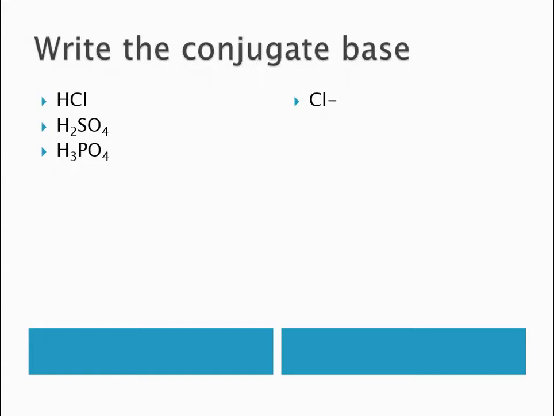H2SO4, that's sulfuric acid. To write the conjugate base, we would write it with just one less hydrogen, and its charge would be -1. H3PO4, one less hydrogen, H2PO4, and the charge is -1. So the conjugate base of something is going to have exactly one less hydrogen, and its charge would be one unit more negative than whatever you started off with.